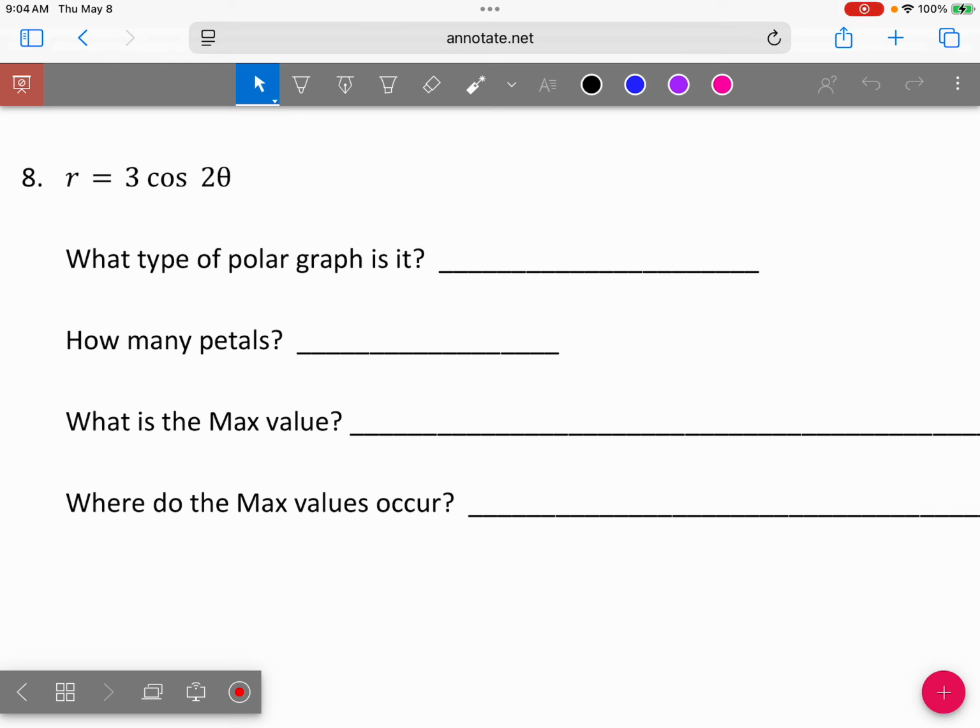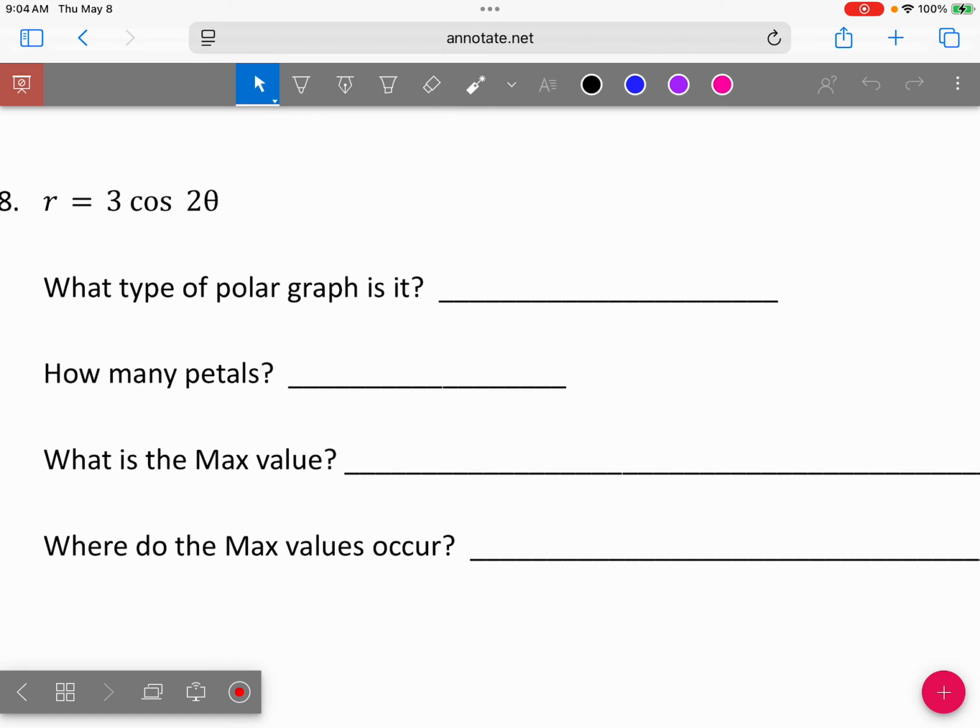All right. Let's take a look at this. This is going to be our very last page of notes. Little too excited about that. Just saying. So this is number 8 in the notes packet. It's the very, very last one.